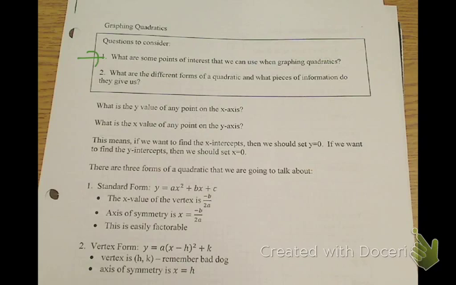What is the y value of any point on the x-axis? 0. And what is the x value of any point on the y-axis? 0. You have to use that information when we find x-intercepts and y-intercepts. So here we have our standard form, and we have our vertex form, and we don't see it up here, but you have the intercept form. We're going to turn the page, and we're going to start with the standard form.